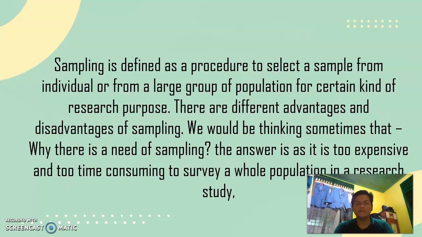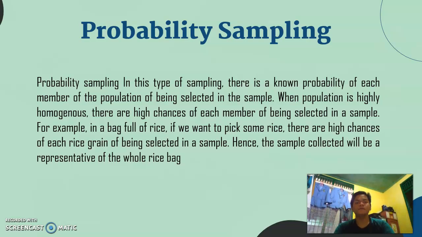There are different advantages and disadvantages of sampling. We will be thinking sometimes that why there is a need of sampling. The answer is as it's too expensive and time consuming to survey a whole population in a research study. Probability sampling. In this type of sampling, there is a known probability of each member of the population of being selected in the sample.